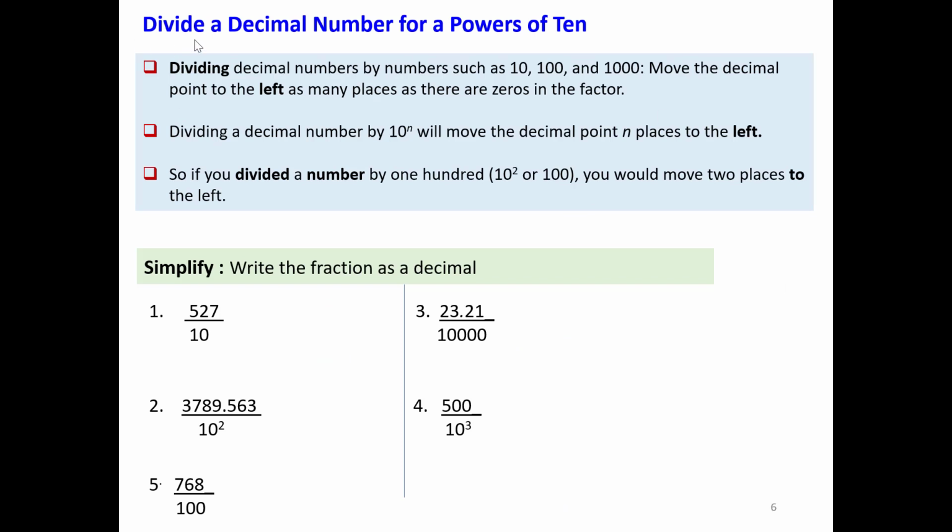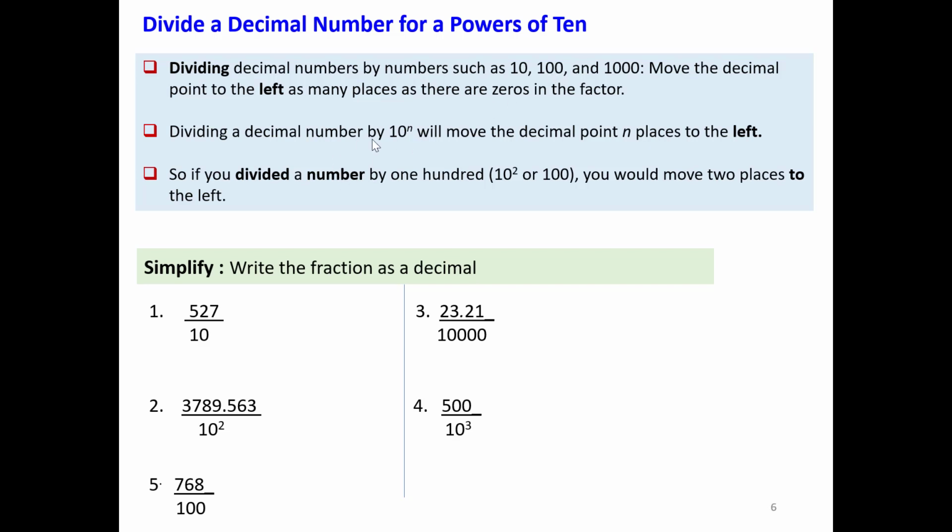Now we are going to learn how to divide a decimal number by a power of 10. If we need to divide by numbers such as 10, 100, 10,000, what we have to do is move the decimal point to the left as many places as there are zeros in the factor. For example, if we need to divide by 10, we move the decimal point 1 place to the left. If we divide by 100, we move the decimal point 2 places to the left.